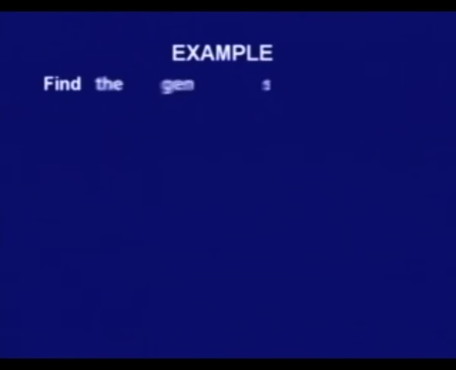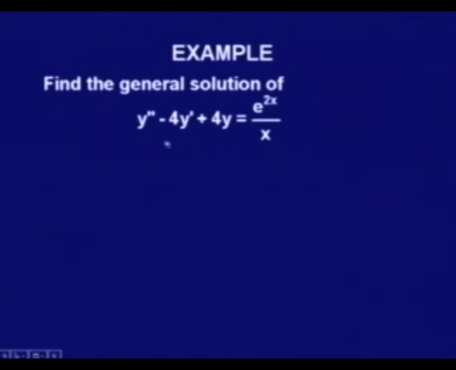So, let us learn with one example. Find the general solution of y'' minus 4y' plus 4y is equal to e^(2x) upon x. Of course, we do not require any special conditions on the coefficients of the differential equation, but since till now we had learned only to find solutions of linear differential equations with constant coefficients, in this example I have taken the coefficients to be constant. But the right hand side is not of the form for which I could use the method of undetermined coefficients, since the right hand side is e^(2x) upon x.